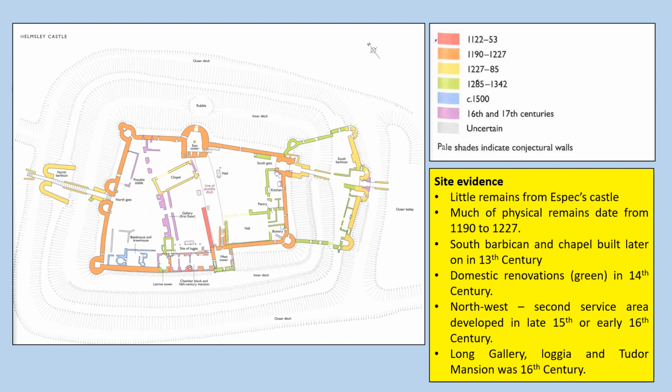And then in purple, we can see colour-coded some of those Tudor changes in the 16th and early 17th century. So you've got things like the Long Gallery, the Loggia, the Tudor Mansion, for example, and the renovations to the chapel and a possible stable that we think might have existed in the northeast part of the castle. But there's no real site evidence left of that now, and of course some of the renovations at the South Barbican as well. So it just gives you a really good overview of how the castle developed through time.